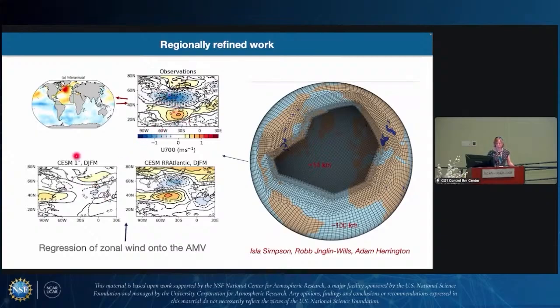This is what the low-res model does. This is an error, oh yeah, no, they're both CESM2. That's the 1 degree model, and then this is the regionally refined Atlantic. So there are definitely some differences there when you go to this high resolution, and I'm hoping that we can dig into that in more detail in the coming year.